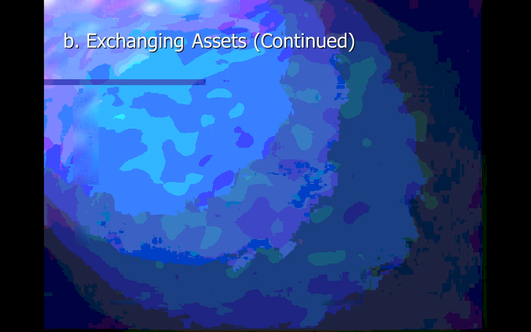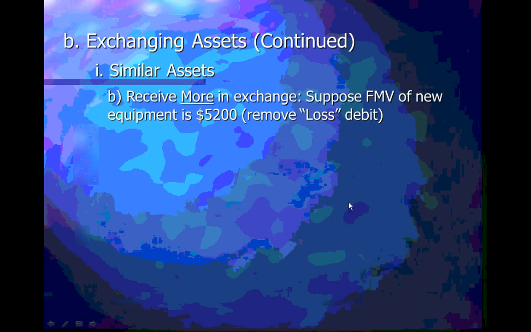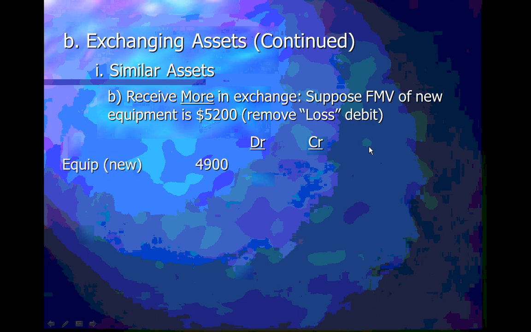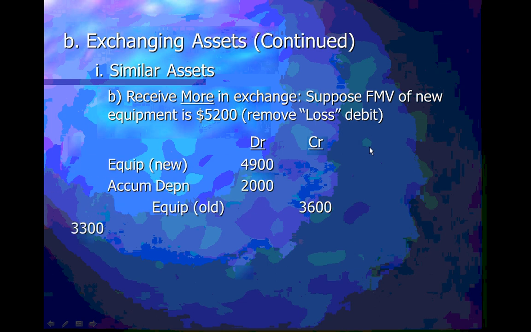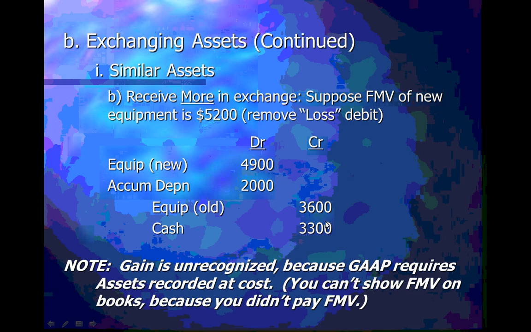Okay. Now, if you exchange dissimilar assets, here's the thing. Or if you receive more in exchange, suppose they give us even more value than our loss, then this would go completely away. If they gave us 5,200 and we paid 4,900 for it, that would change things here. We don't get to recognize the gain on this because GAAP requires the assets are recorded at cost. You can't show fair market value in the books if we didn't pay fair market value. So there's a little detail of when you receive more in exchange.